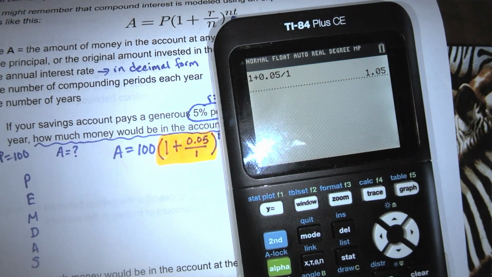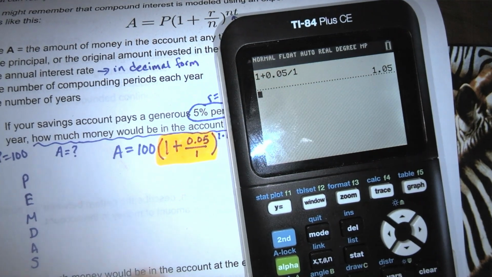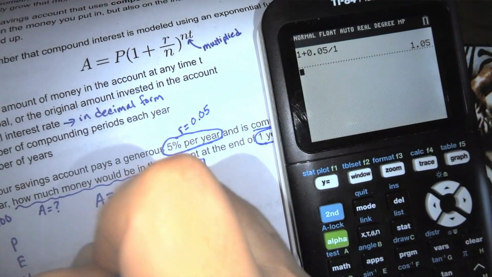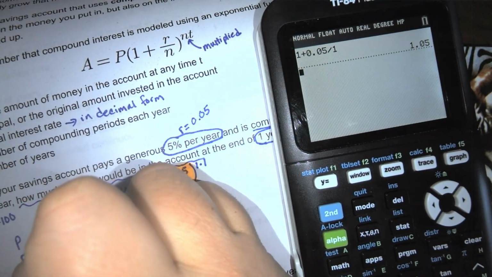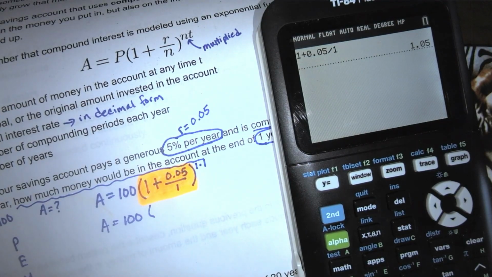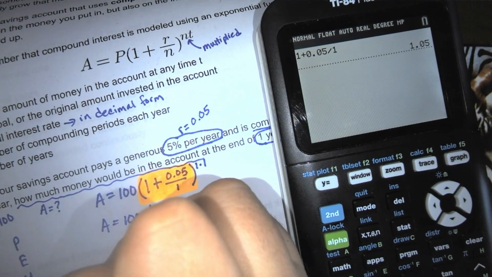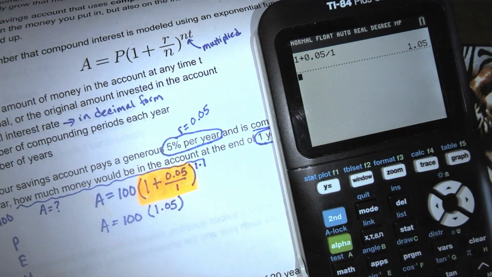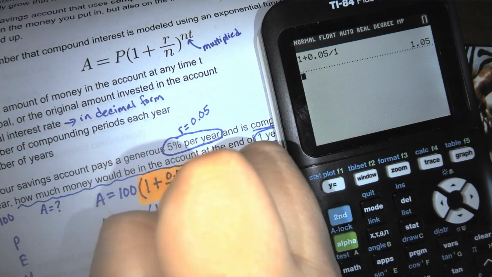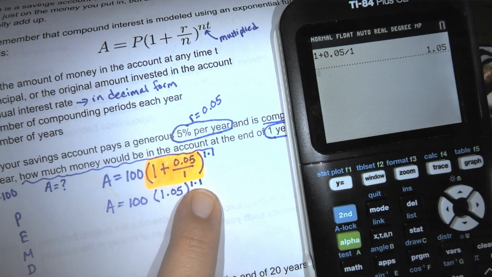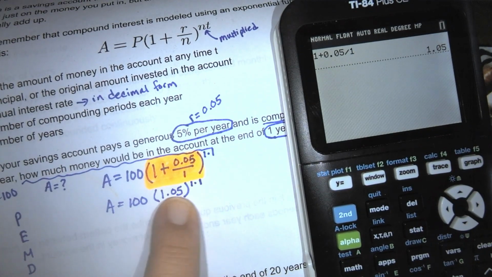So I'm going to rewrite everything in my equation. But when I get to the orange part, I'm going to put 1.05 instead of all that. So A equals 100 parentheses. I still have to keep the parentheses even though I condensed everything down to one number. 1.05, close my parentheses, and then my exponent is 1 times 1. I have to keep the parentheses because they're attached to this exponent. So until I get rid of that exponent, the parentheses have to stay.